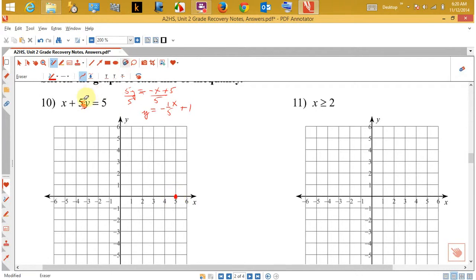Now I need to find the other one. So what I'm going to do is set the x-coordinate equal to 0. So if I set the x-coordinate equal to 0, this would go away, and I have 5y equal to 5, y equal to 1. So there's my intercept. And now I'll simply draw the line.